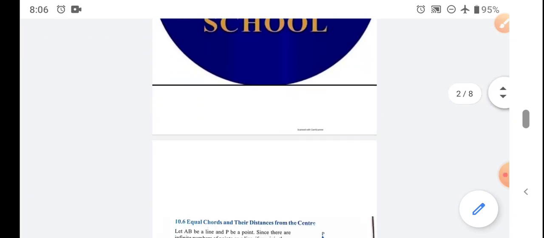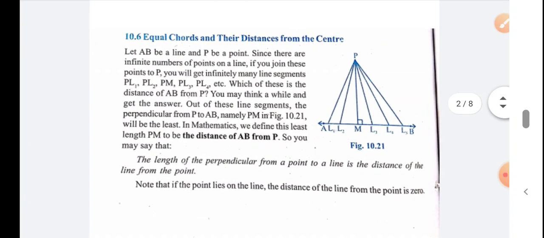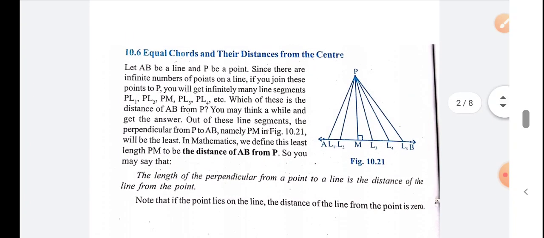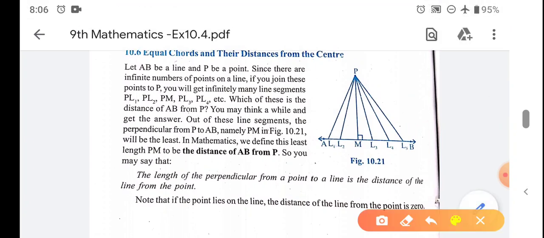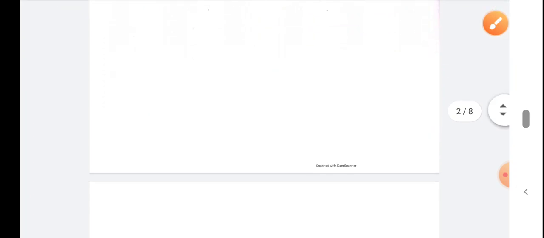Today I, Taruna Seni, am going to teach you the next exercise, that is exercise 10.4, and the topic of today is equal chords and the distance from the center. Suppose this is a circle and the two chords are equal in length, then what is their distance from the center? Their distance will also be equal. Equal chords and the distance from the center is also equal. So this is the topic of today.